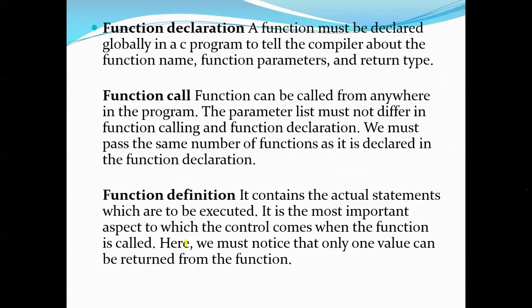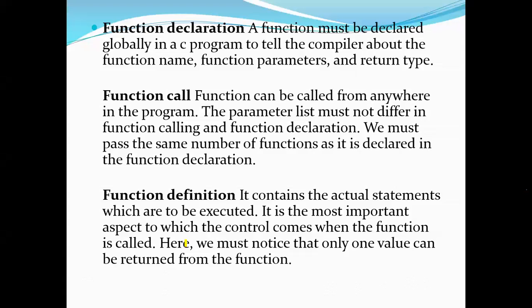First, function declaration. The function must be declared globally in a C program. It should be declared before main or after main. It is not internal, not local. The function declaration should not be local. It should be global. A function must be declared globally in a C program to tell the compiler about the function name, function parameter, and return type.